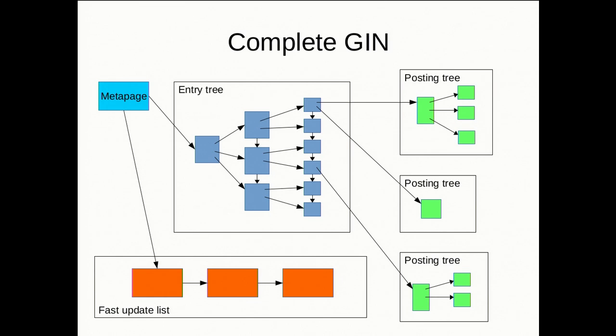Yes, another question. So the question is, yeah, if you have a lot of duplicates, then gin puts them all on one line, unless the line becomes even wider, then it puts it on a page. And if it doesn't fit on a page, it puts it on multiple pages. But yeah.